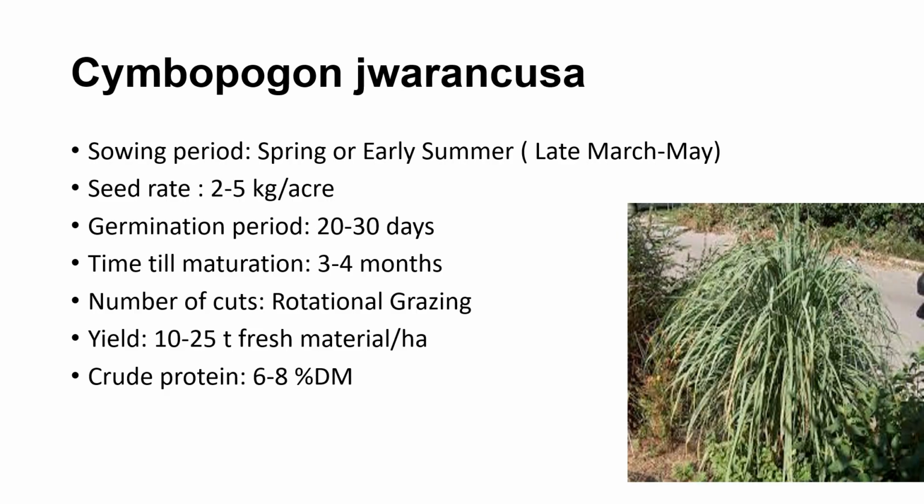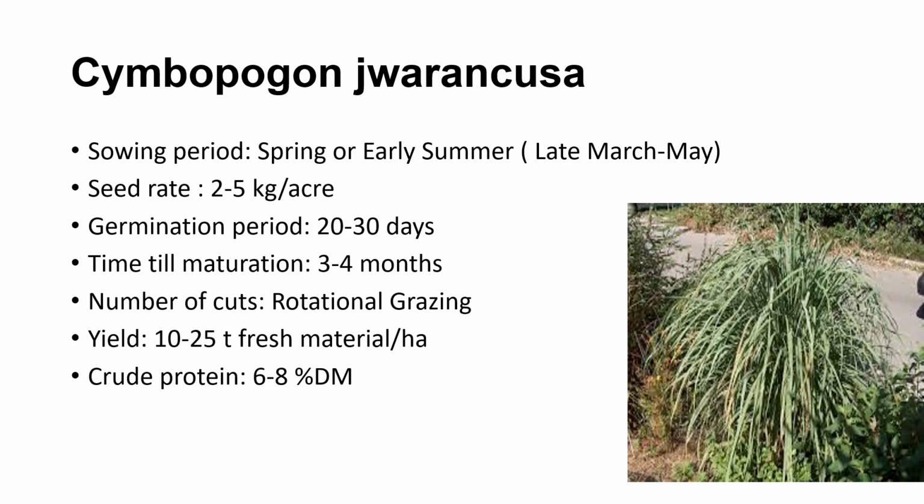Cymbopogon jwarancusa is another bunch grass. All these three types of grasses are bunch-type grasses, and they have almost the same germination period. All these four grasses have extremely good drought resilience, so they can bear extreme temperatures.